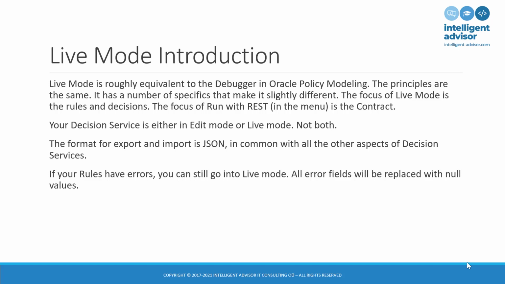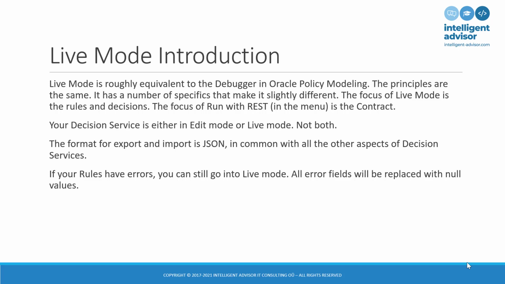We discussed earlier a similar feature called Run with Rest, which is in the menu. The focus of Run with Rest, although it's similar, is getting things to work from the point of view of a contract. Although, of course, Run with Rest does also allow you to check the results. It is easier to focus on whether the inputs and outputs are behaving themselves. Whereas in live mode, you're seeing both the inputs, the outputs, and the intermediate values as well.